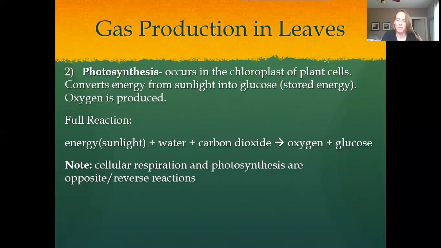So photosynthesis happens in the chloroplast of all plant cells, and it converts energy from sunlight into glucose, which is again a stored form of chemical energy. In order to do that, carbon dioxide is required and oxygen is produced. So you have the sunlight energy reacting with water and carbon dioxide to form oxygen and glucose, and then the oxygen gets released. Cellular respiration and photosynthesis are opposite or reverse reactions of one another.